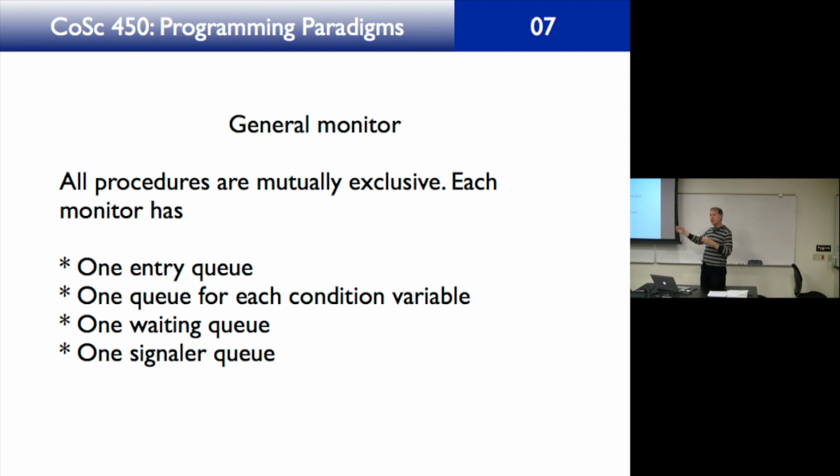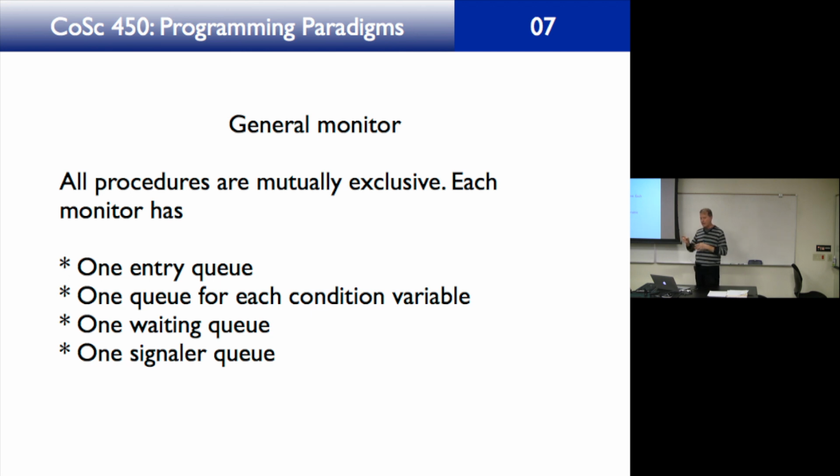And so the entry queue is where a process wanting to execute one of your methods might be stuck. Why? Because someone else is executing one of those methods. Do you see what I mean? So that's the entry queue.